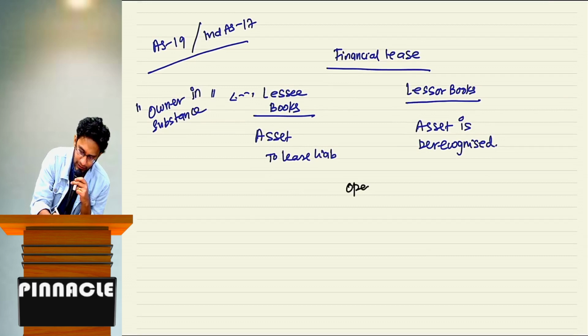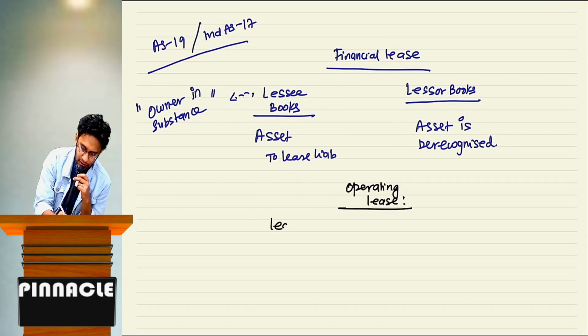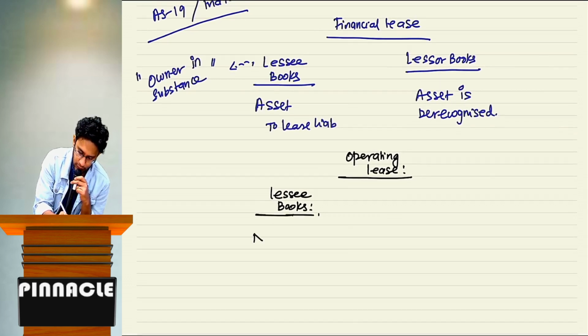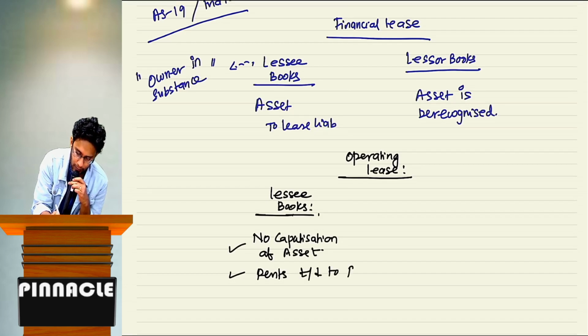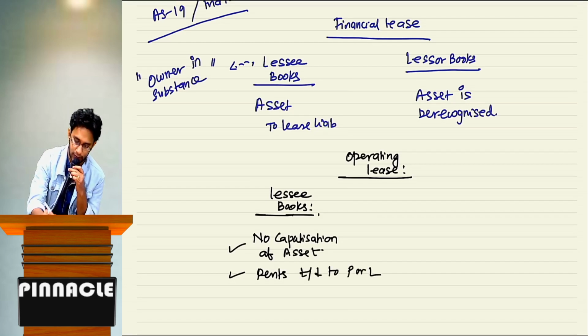But the story in operating lease was like this. If it is an operating lease, then in lessee books, no capitalization of asset. Sir, but every month or every year we pay lease rents, no? Rents transferred to PRL.